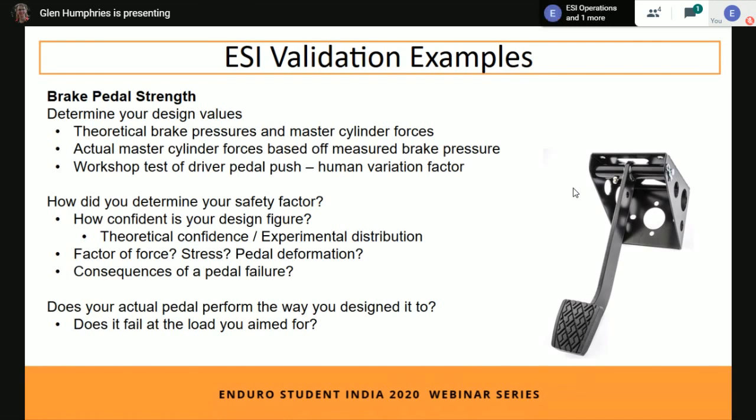And finally, question number 2 from validation: does your pedal actually do what you designed it to do? Does it fail at the load you aim for? It should be reasonably straightforward to test in your workshop. Set up something nice and rigid, measure how much force is coming through it, or how much weight you can hang from this pedal if you turn it sideways, until it fails.